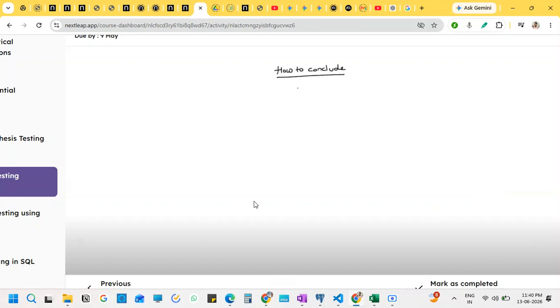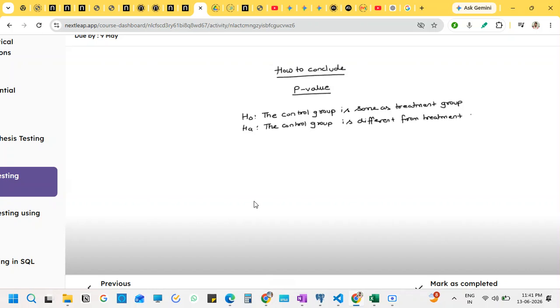Now this is very simple. We have already learned about the p-value, and this is what we will use to conclude. So the null hypothesis is that the control group is the same as the treatment group, while the alternate hypothesis is that the control group is different from the treatment group, right? Now, let's say after performing the test, my p-value came out to be 0.02 and alpha, which is the significance level, was considered to be 0.05.